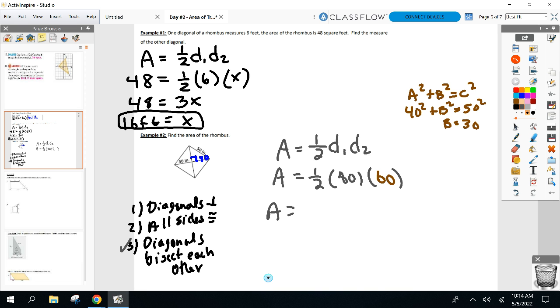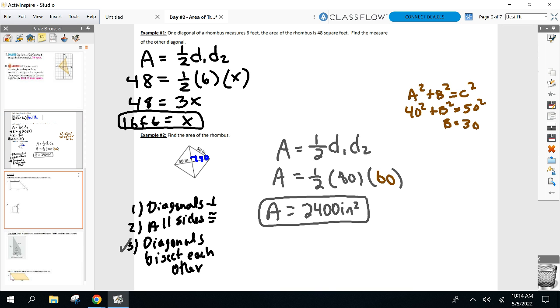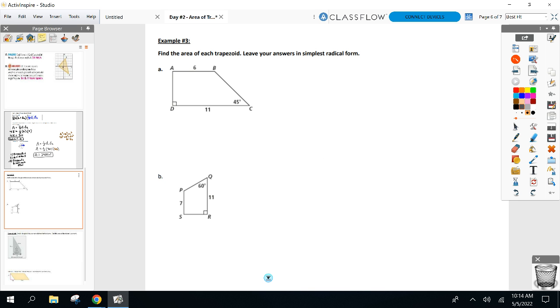What we got? 2,400 square inches. Make sure we're doing area, so it's square units again. All right, you feeling all right about that? All good. All right, let's go trapezoid now.